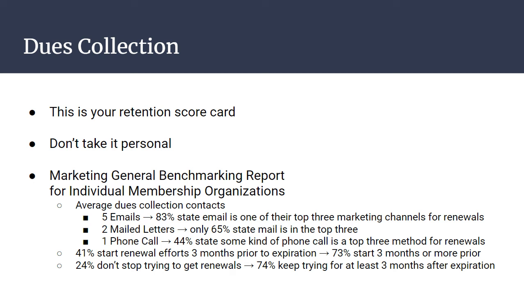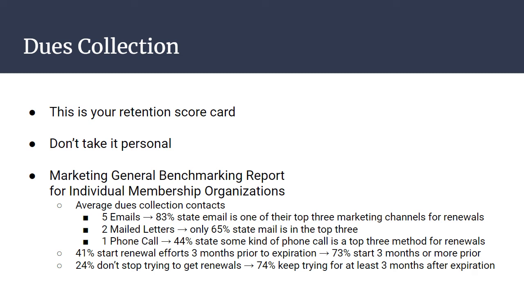And even with those types of groups included, the average organization will send out 5 emails, 2 letters, and make 1 phone call to collect dues. For the majority of them, dues collection is at least a 6-month process. And for many of them, even once a member has expired, almost a quarter of them will continue to reach out to them indefinitely.